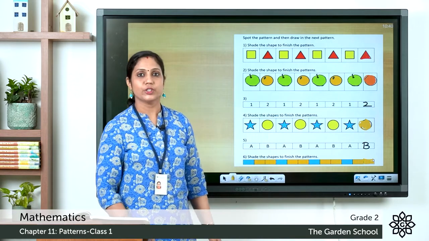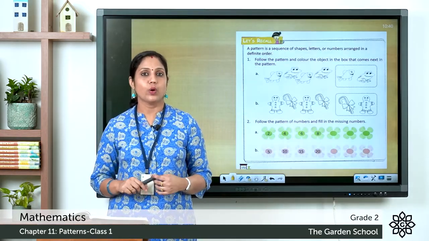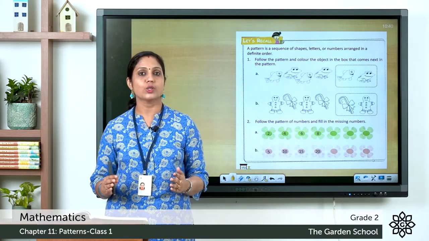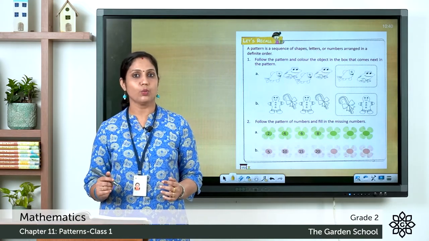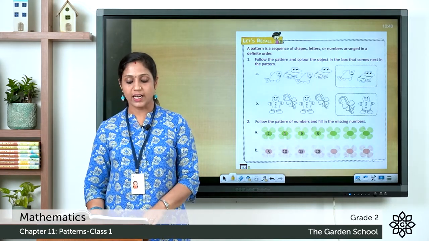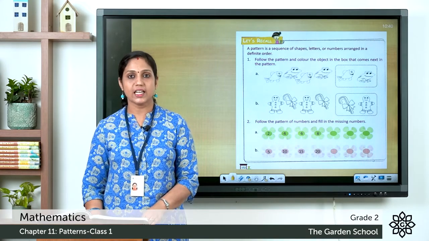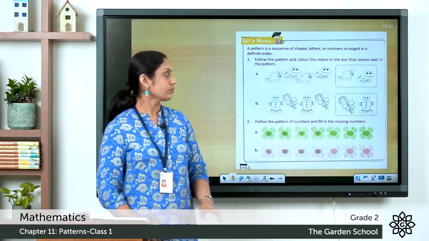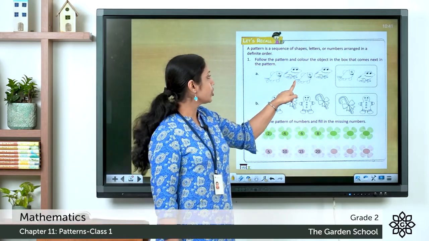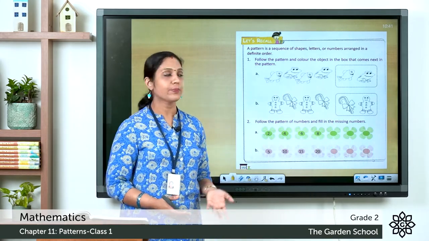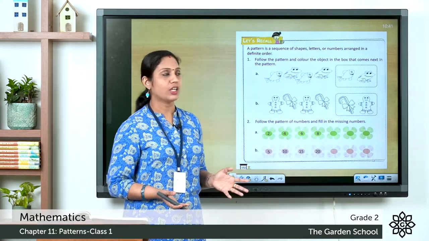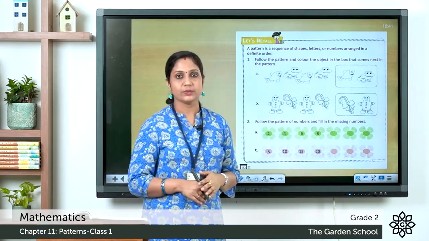So hope this is clear to you. In your textbook, page number 152, we have some exercise to do. Let's have a look at it. So you can also open your textbook and turn to page number 152. Here you can see, follow the pattern and color the object in the box that comes next in the pattern. So look here, we have a fish, frog, fish, frog. So which one has to come next? Fish, frog, fish, frog, and again a fish has to come. So you can circle the fish in here.